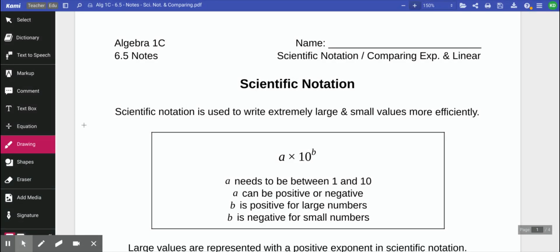Hi, and welcome to day 6.5. We're talking about scientific notation and comparing exponential and linear functions today.